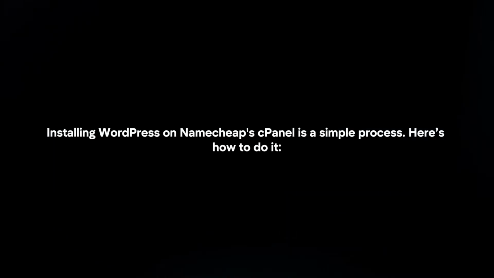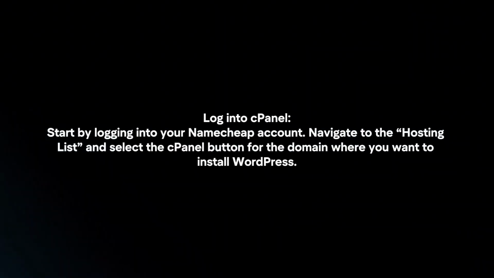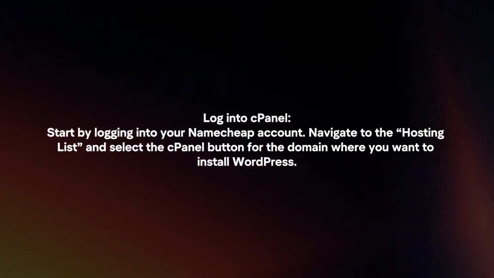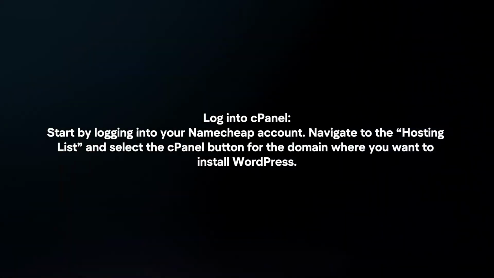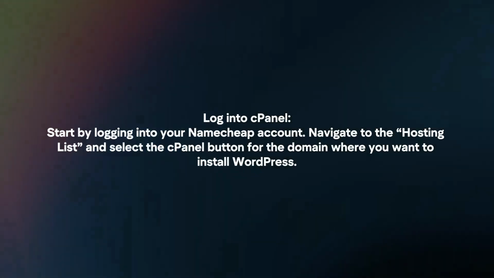Installing WordPress on Namecheap cPanel is a simple process. Here's how to do it. Log into cPanel. Start by logging into your Namecheap account. Navigate to the hosting list and select the cPanel button for the domain where you want to install WordPress.